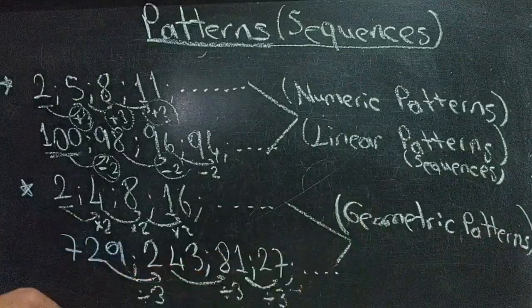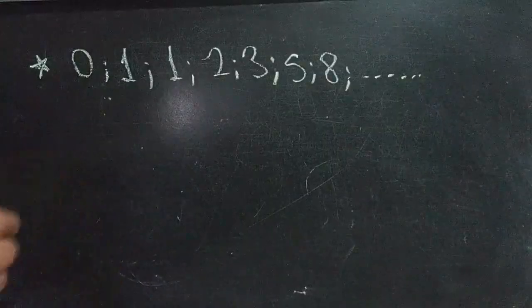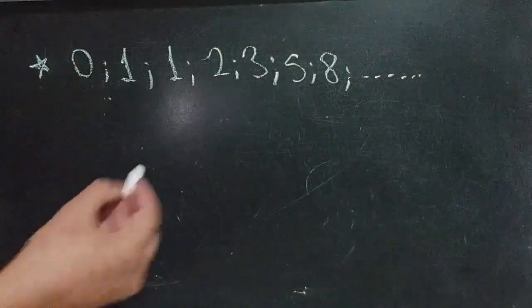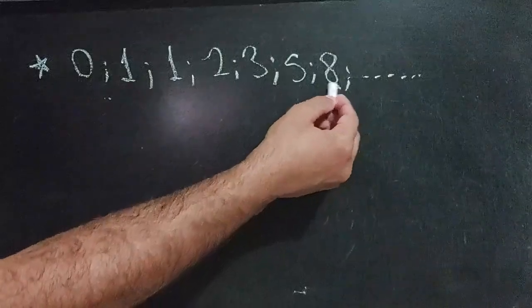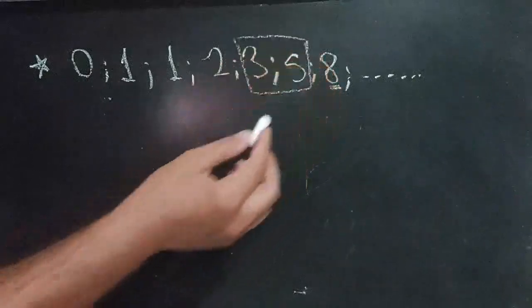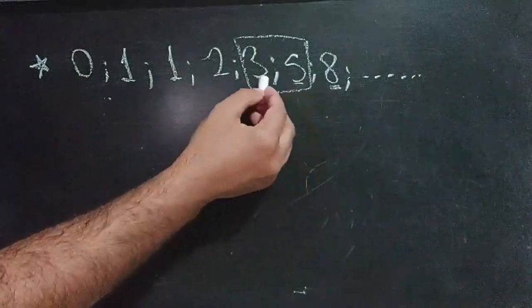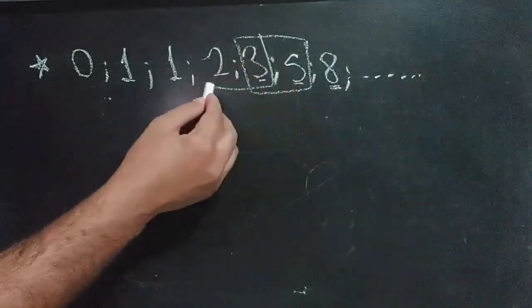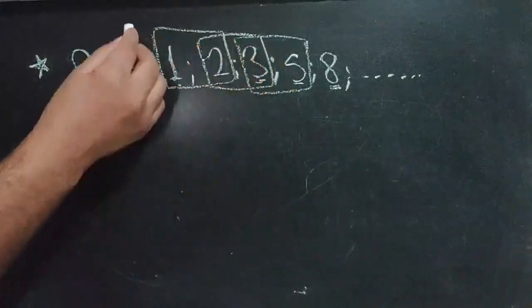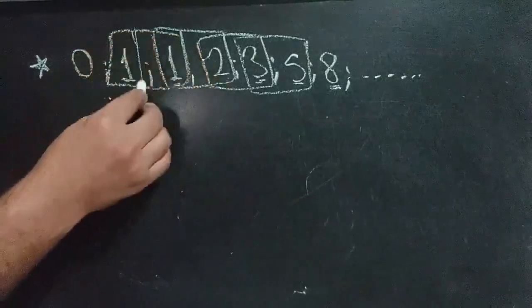All right, so let's have a look at this sequence. When you look at the sequence, you see each term is coming from the sum of the last two terms. See, for example, 8 is 5 plus 3, 5 is 3 plus 2, 3 is 2 plus 1, 2 is 1 plus 1, and 1 is 0 plus 1.